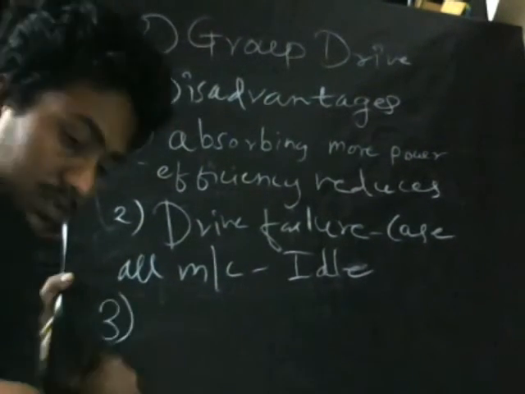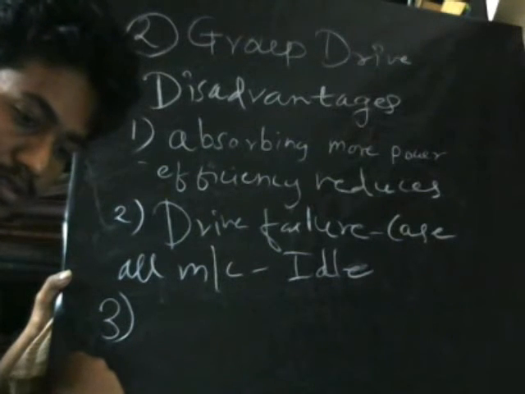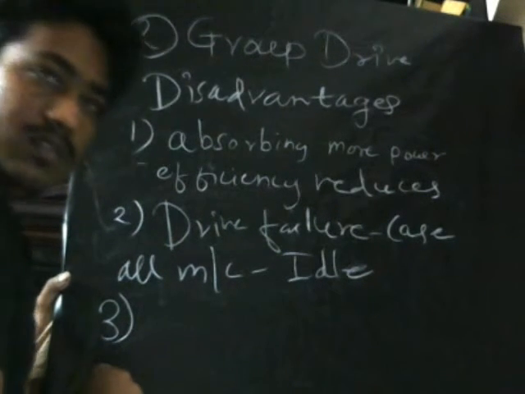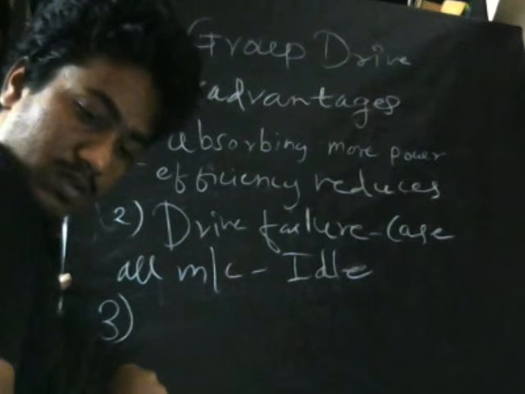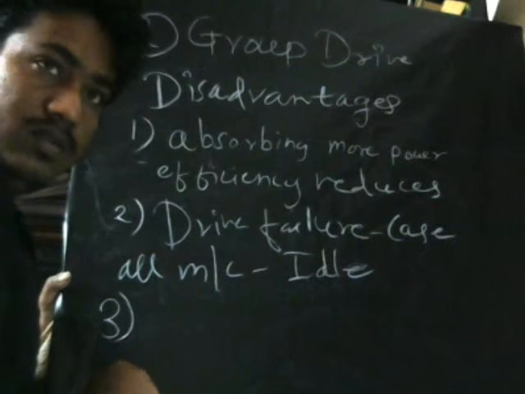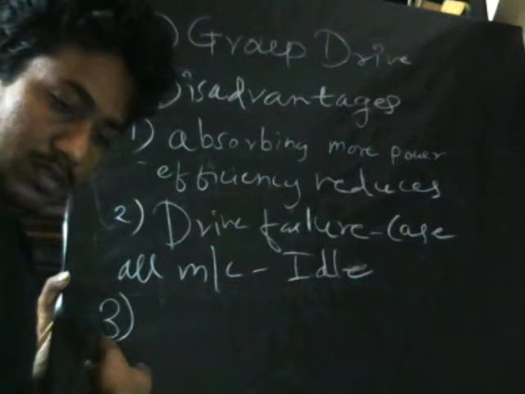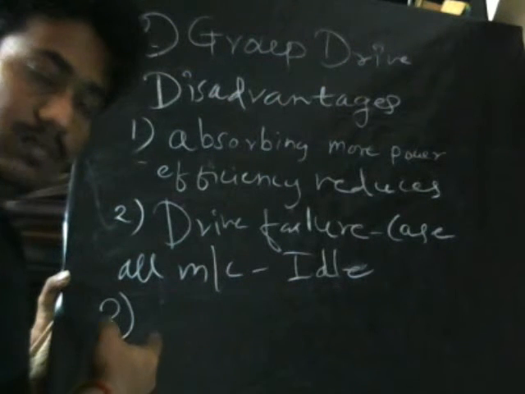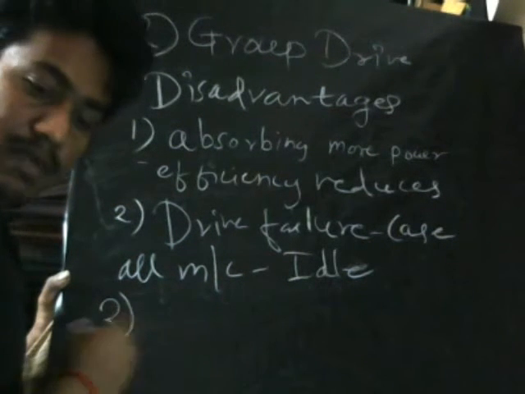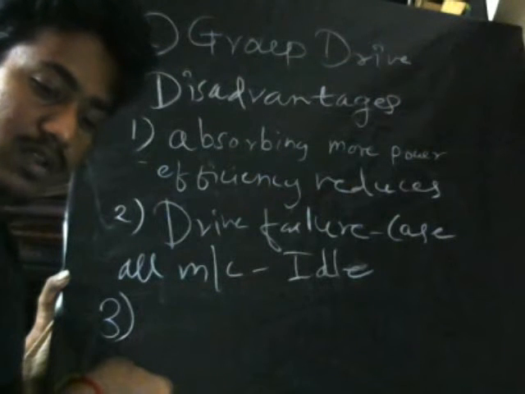Now third point is it gives clumsy appearance. There are greater chances of accidents in case of group drives. And cleanliness and lighting are badly affected by the presence of overhead shaft and main belts.